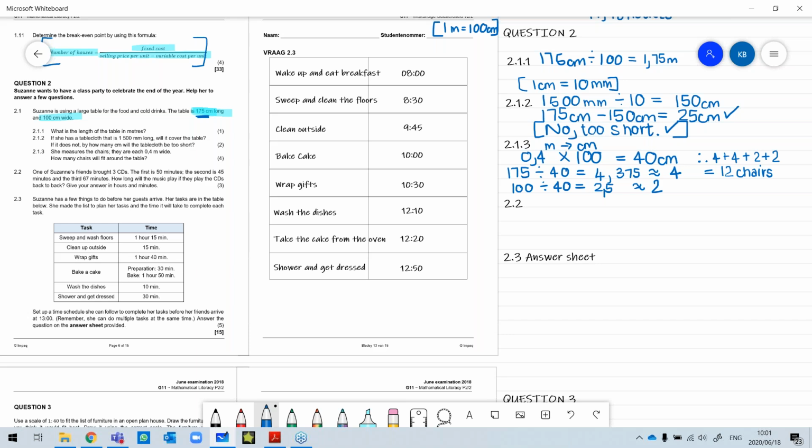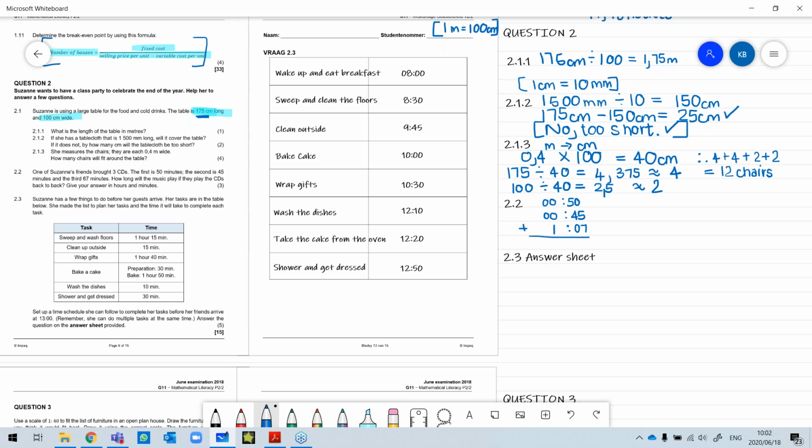Question 2.2. One of Suzanne's friends brought 3 CDs. The first is 50 minutes, the second 45 minutes, and the third 67 minutes. How long will the music play if they play the CDs back to back? Give your answer in hours and minutes. So first of all, the first CD is 50 minutes long. The second CD is 45 minutes long. And then the last CD is 67 minutes, which is equivalent to an hour and 7 minutes. Remember, 60 minutes is equivalent to 1 hour.